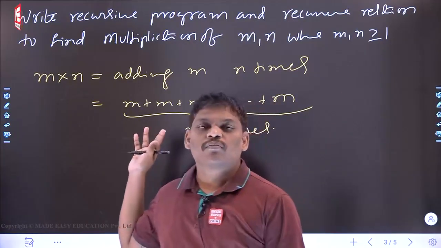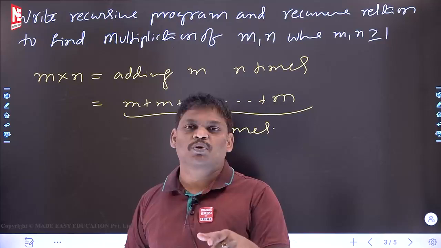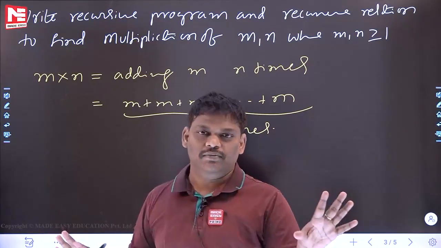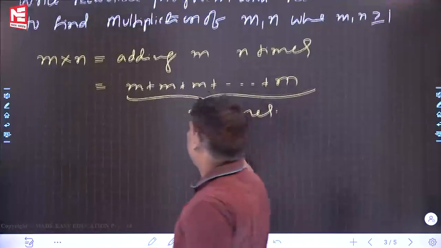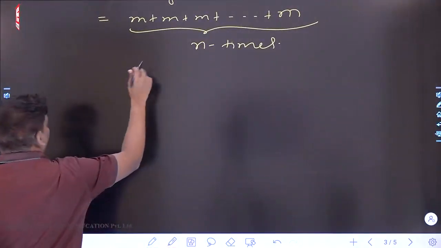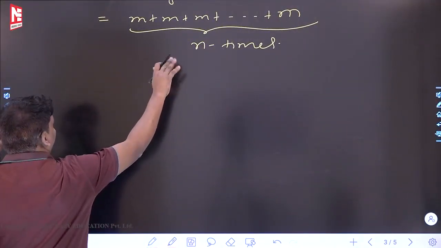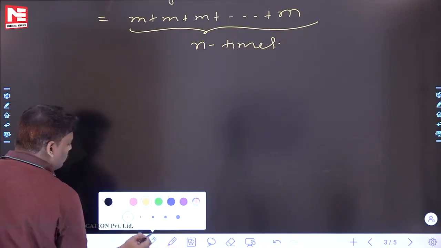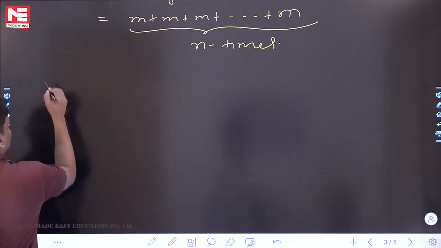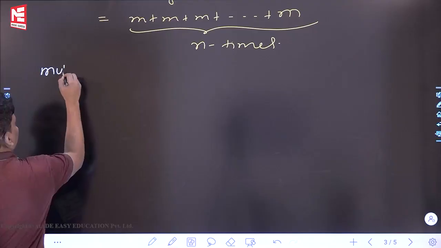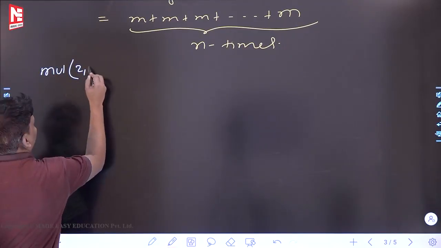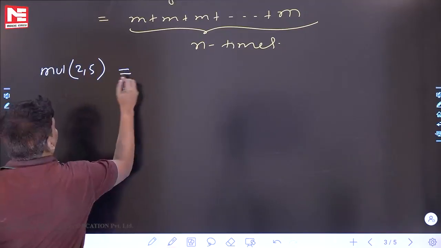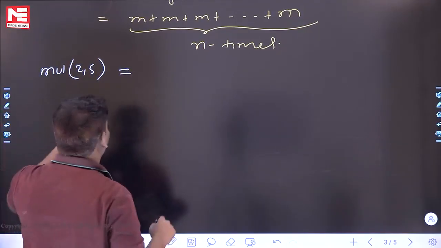What is our goal? Multiplication of m comma n as a recursive program, and we should write the recurrence relation. I have written the logic also. If you are okay with this logic, see the example. After the logic is over, see the example. One example I want to give: multiplication of m comma n, anything is fine, say m comma n is 2 comma 5. Multiplication of 2 comma 5 is equal to what?